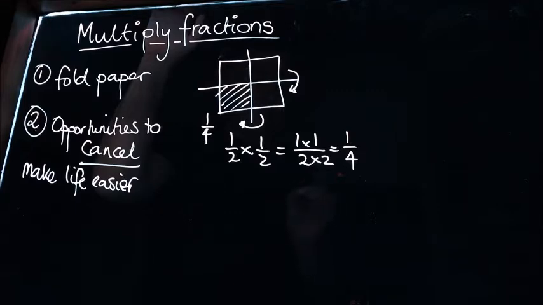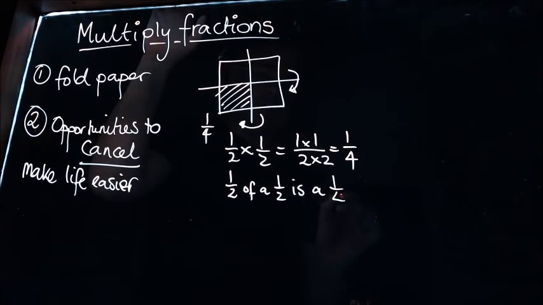I guess the language is important here, because what did we say here? We said a half of a half is a quarter, okay? Whether this is a piece of paper and we're folding, or we've got a knife and we're cutting something up into quarters, this is what we're saying. A half of a half is a quarter.